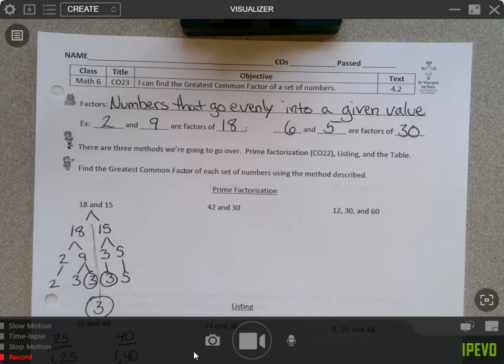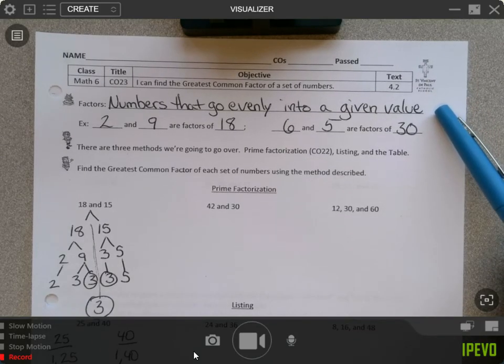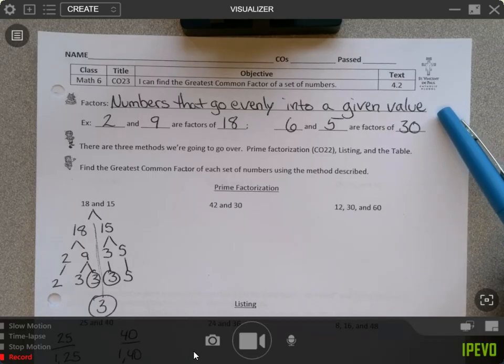So we're going to be looking at all of those prime factor pairs, or not prime factor pairs. Like in yesterday's objective, we had to write factor pairs that got us to that number. So we're going to be looking at all of those factors that go into numbers, and we're going to compare them with another number to see what the greatest factor is that they both share. So to do that, we need to know what the factors are. Factors are numbers that go evenly into a given value.